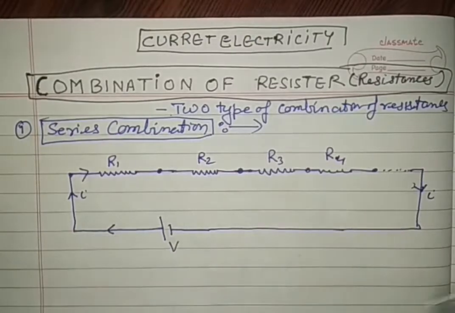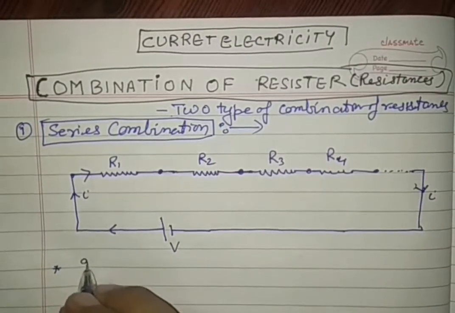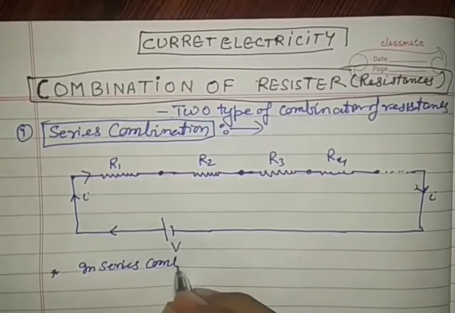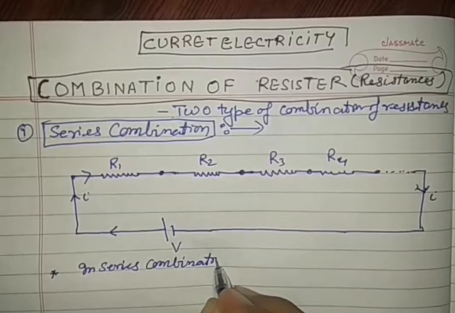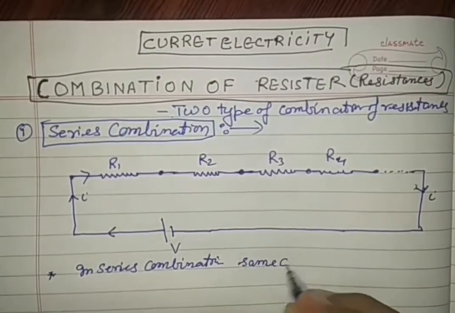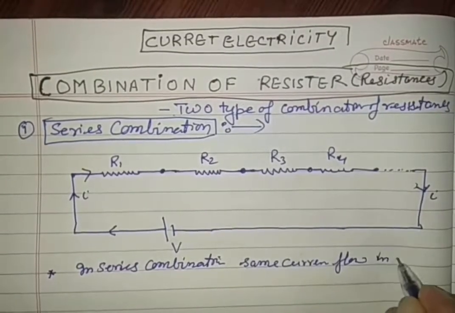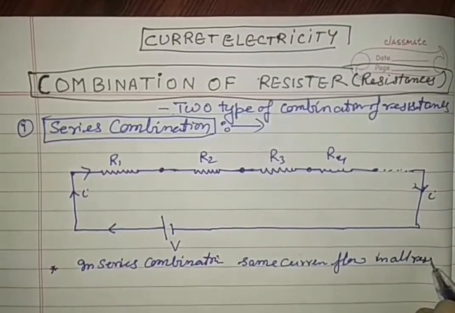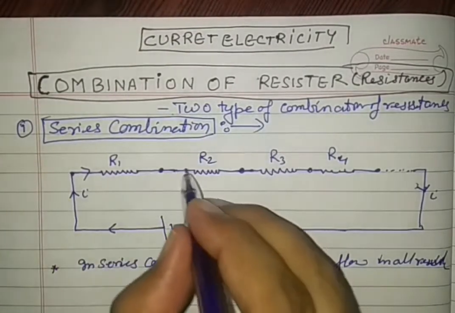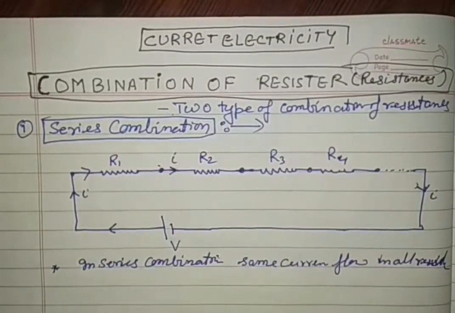The current is the same. So the first point is: in a series combination, the same current flows in all resistances. This is one point required to be understood by everybody. The same current I flows in all.